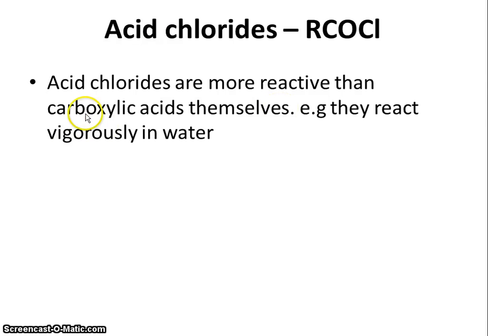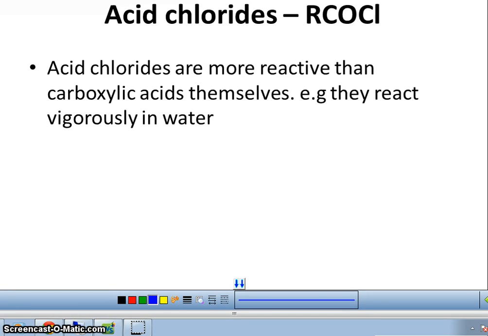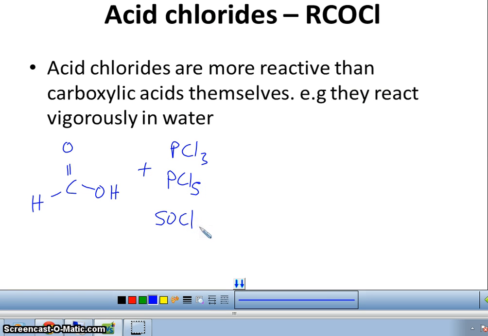So this reaction happens with one of the 3 chlorinating agents. So we have, again, C double bond O, let's say we'll have methanoic acid again. So this can be PCl3, PCl5, or SOCl2. So either that or that or that.